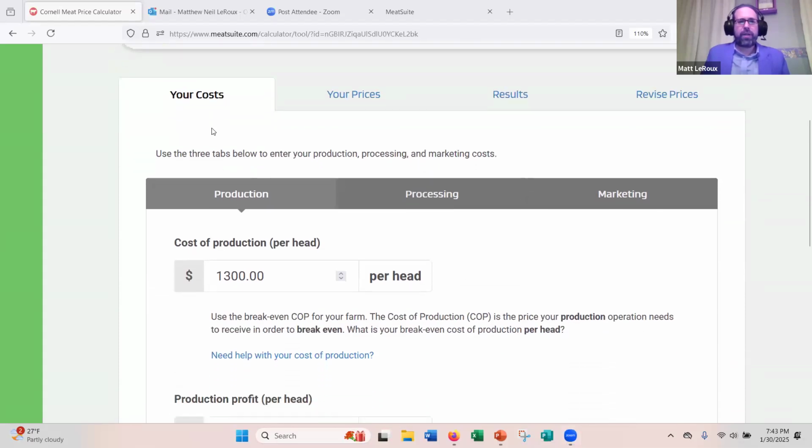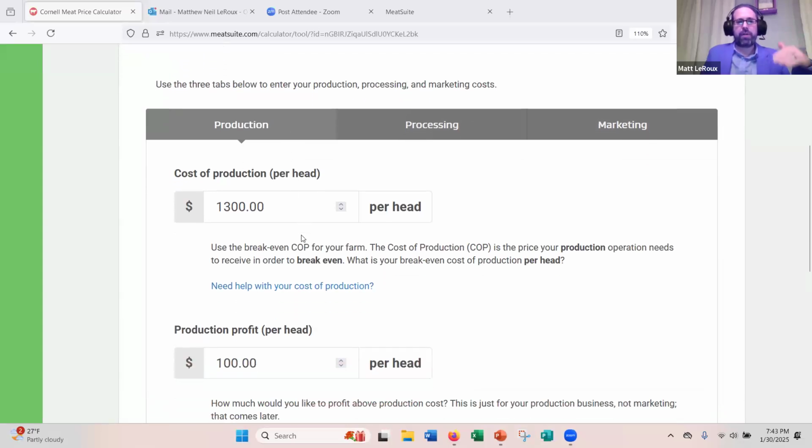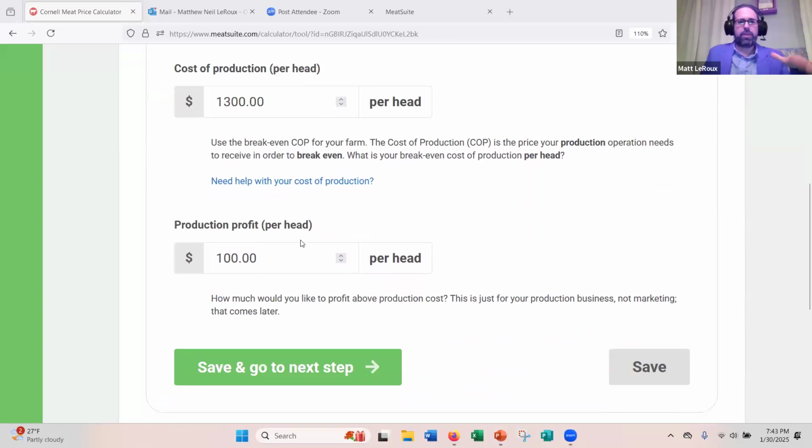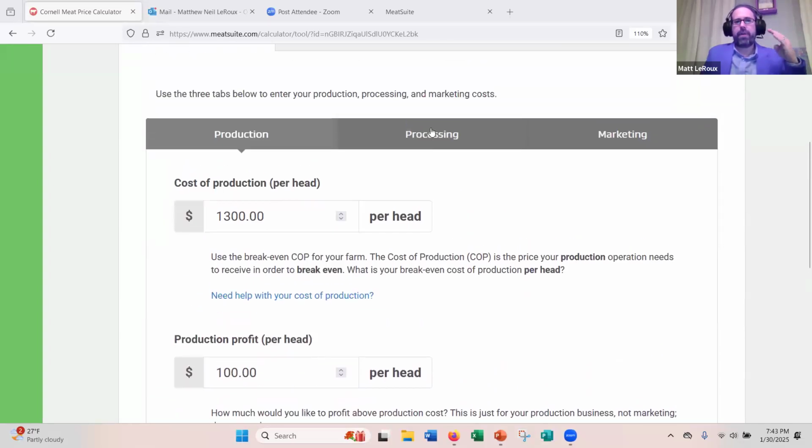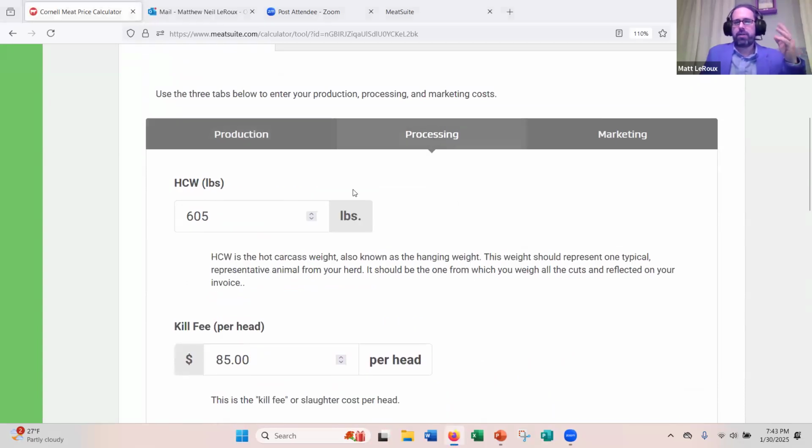So on the your costs tab, there are three smaller tabs: production, and I've already reviewed these numbers with you. So you would just put in your cost of production and your production profit, go to the next step. Then it would ask you about processing. So what we're going to do is basically work off of one animal. We're going to do record keeping on one animal.